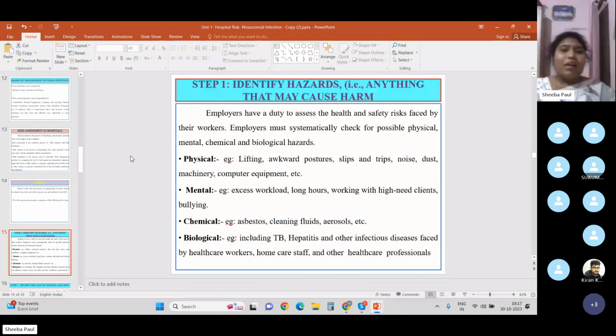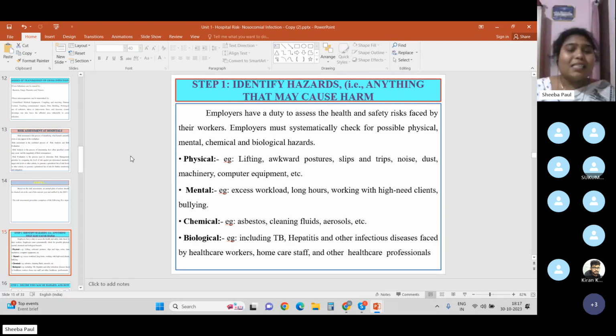So they are: step one, identify hazards, means anything that may cause harm. Employers have a duty to assess the health and safety risks faced by their workers. Employers must systematically check for possible physical, mental, chemical, and biological hazards. So anything that causes harm should be kept away from the patient, so that patient is not at risk as well as the employer is not at risk. So there are four major categories in this. They are physical, mental, chemical, biological.